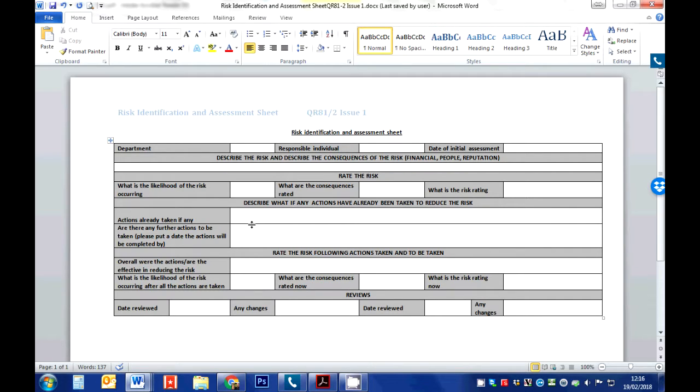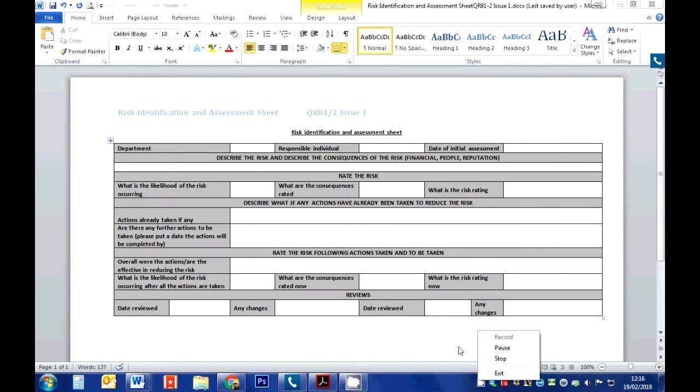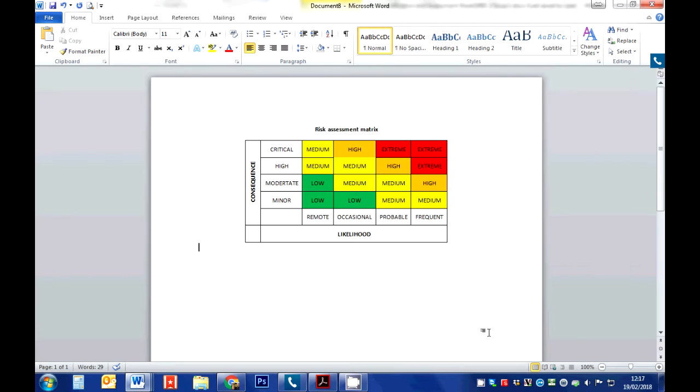Then I've asked each department manager, once they've described and identified each risk, to go on to describe the consequences of it, whether it's financial, people-based or reputation. It could be anything really, but the consequences of the risk need to be understood, because we then go on to actually rate that risk. What I've done there is take this particular assessment matrix, where you've got the consequence of the risk and the likelihood of it happening, and this matrix allows someone to really rate the risks.